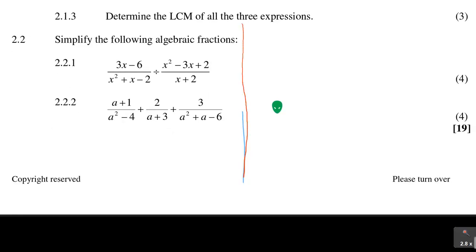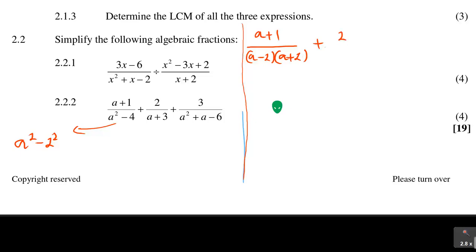Let us look at the other part. The other part is addition of fractions. So what I have here is a plus 1 over, now a squared minus 4 is a difference of 2 squares. This becomes a squared minus 2 squared, which becomes 2 brackets here. It's a minus 2, a plus 2. That's what I wanted to bring to your attention.